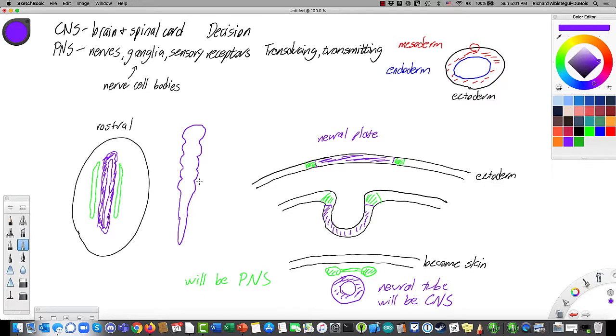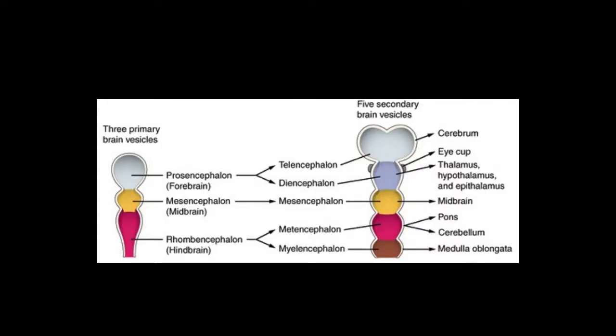And these vesicles are actually going to end up becoming different parts of the brain. So I'll show an image in just a moment here about what each of those does. So let's take a look at that. This image shows on the left the first three vesicles that develop at the rostral end of the neural tube.